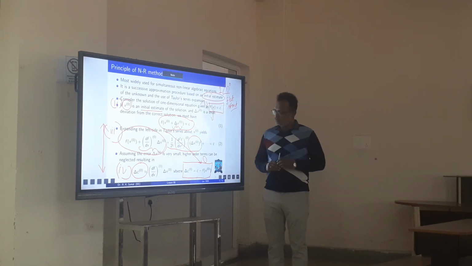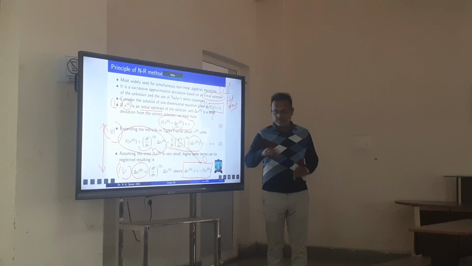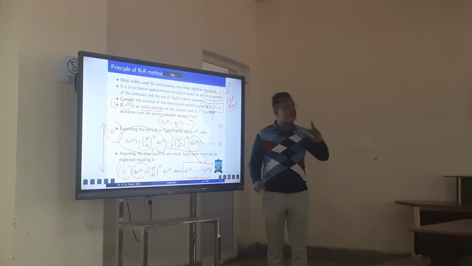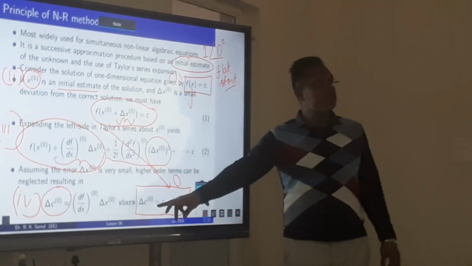So what does it mean? The increment is equal to c minus the function value that you get from your initial case. So this is the difference. That is your change in the first iteration. So we go on iterating till this delta C becomes minimum.